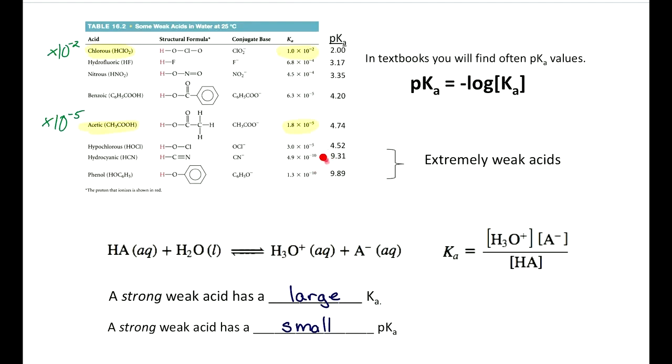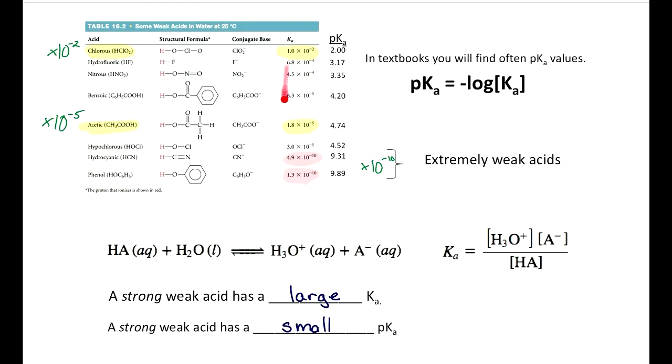Here, these compounds that have really, really small Kas, times 10 to the -10, these are very weak acids. They basically aren't even acids at all because their Kas are so small, meaning you barely make any product. You barely make any H+ at all when you put those things in water.